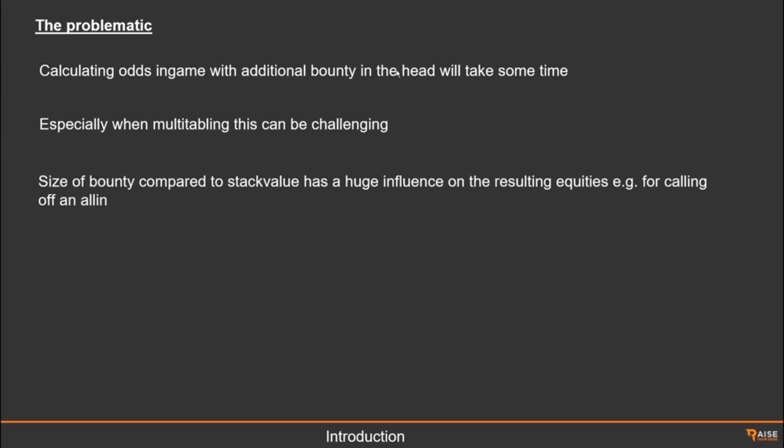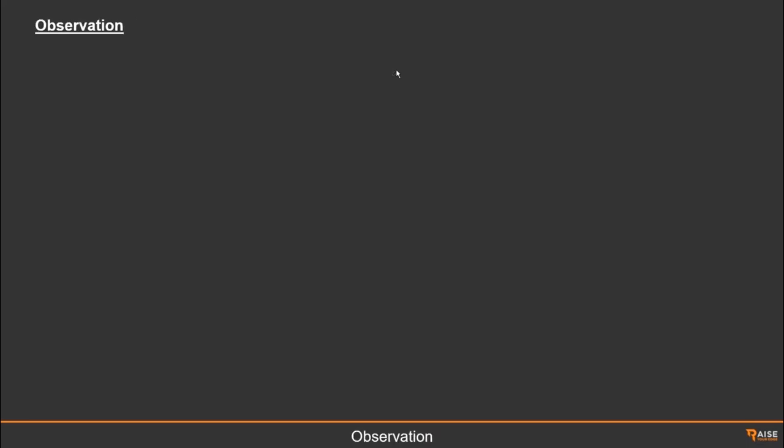Also, beside the calculation, another effect has to be taken into account, and this is that the size of the bounty compared to the stack value has a huge influence on the resulting equities, for example, for calling off an all-in. So if you are facing a 20 big blind jam of a player which has 1 starting bounty but 4 starting stacks, then the equity will be totally different compared to the situation where the player is jamming 20 big blinds which are 4 starting stacks but he has 4 starting bounties.